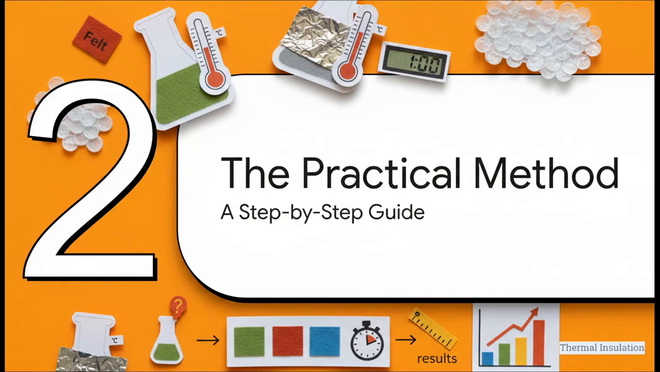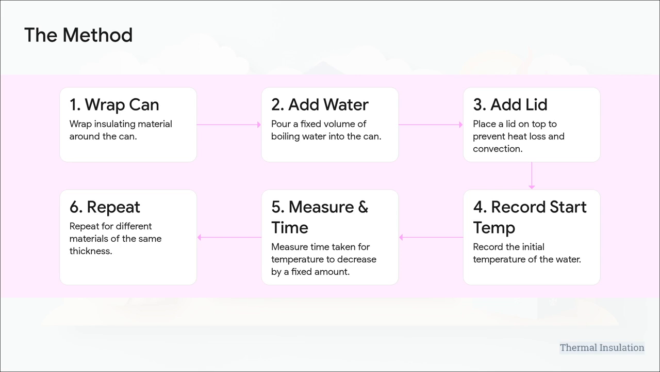Okay, theory sorted. Now, let's get our hands dirty, so to speak, with the practical method. Let's look at how we actually set up a fair test to figure out which material is the best insulator. So, how do we actually do this? Well, first up, you wrap your beaker in whatever material you're testing.